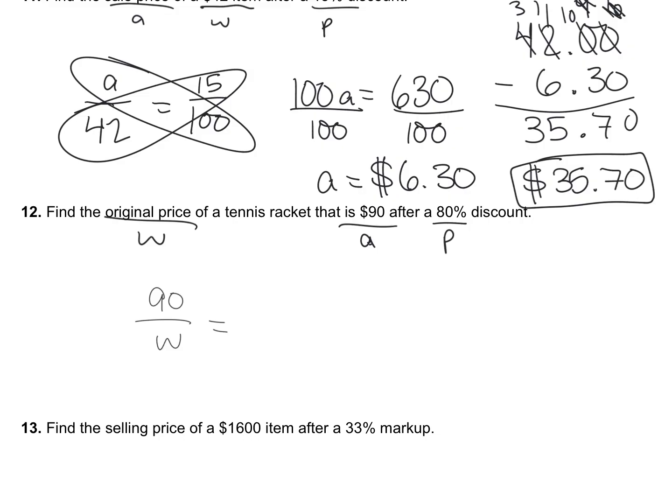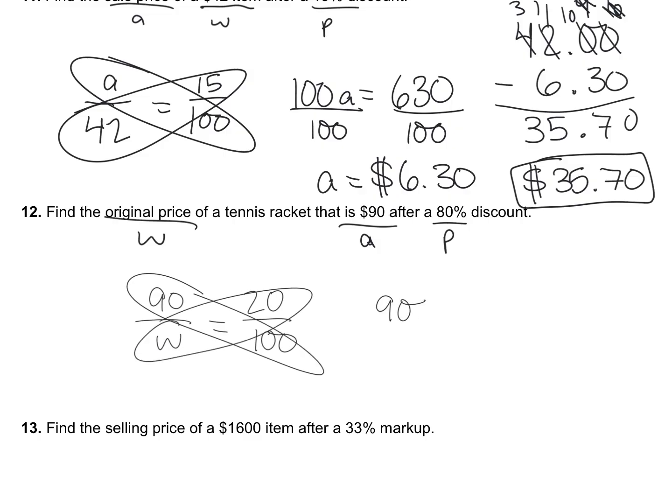So I have to think, how much did I actually pay? Well, the store took off 80%. I paid only 20% of the original 100% full price. With that being said, I can go ahead and solve this out. 9,000 is equal to 20W. Dividing both sides by 20 gives us an original price of $450.